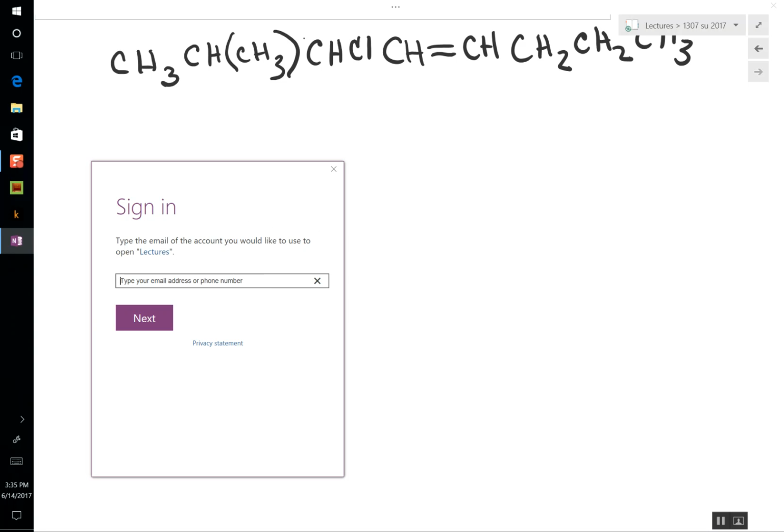Be real careful here because so often I see students slapping 2 hydrogens on that carbon. It's not right. You do that, look what you got: 1, 2, 3, 4, 5 bonds around it. There's your structural formula.